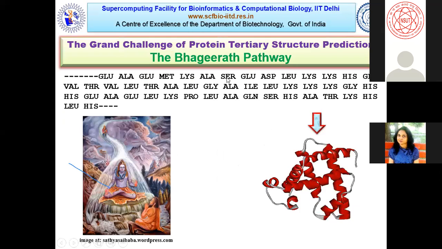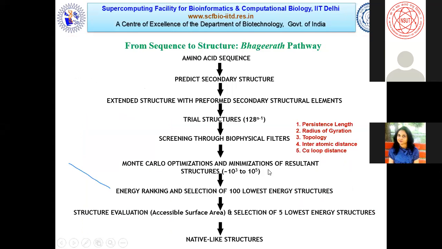But what does Bhagirath do? This is a Bhagirath pathway. I call it Bhagirath because Bhagirath did the impossible of bringing holy Ganges from heaven to earth, right? That's what he has done. So it's as difficult as that. Sequence to structure is the issue. How do we do it? We start with the amino acid sequence, predict secondary structure, then do loop sampling and generate some biophysical filters, and eventually scan them for energies and report native-like structures at the end of the day, right?